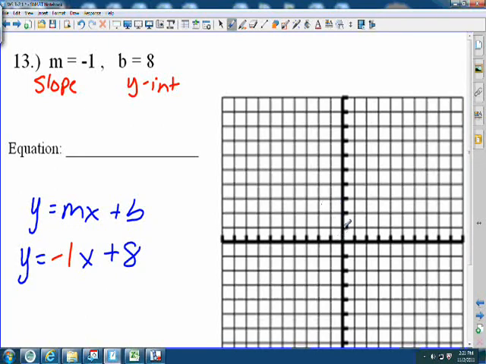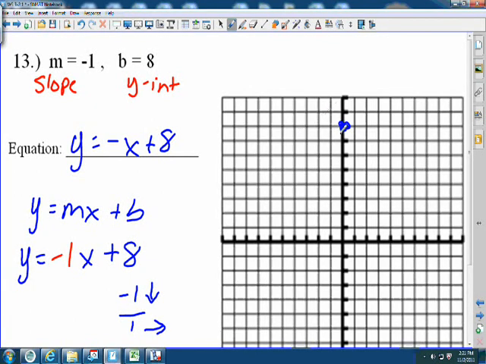So now I can go and graph it. I can go up to 8 and put a dot. Now the slope is negative 1. Okay, how do I make that a fraction? I put it over 1. My equation right here is negative x plus 8. And now this tells me to go down 1 to the right 1.